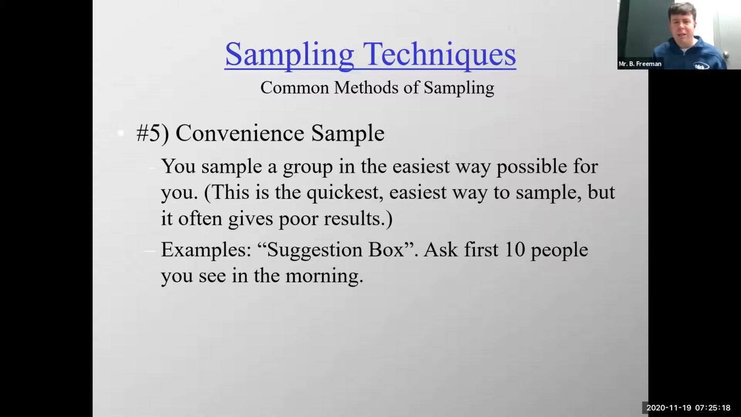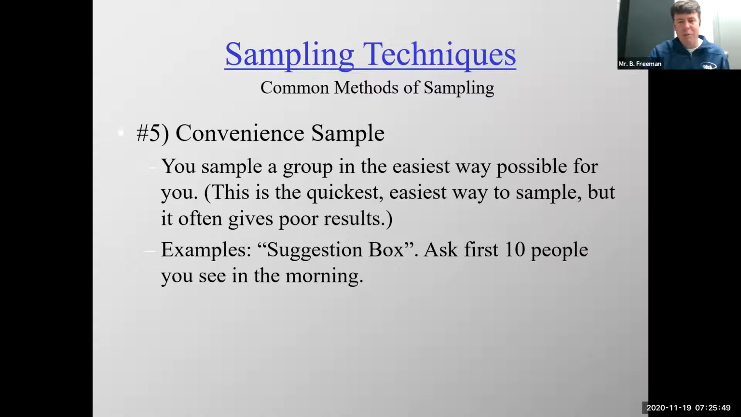The 5th type is the convenience sample. This gets used probably way too much simply because it's convenient. And in this situation, you sample a group in the easiest way possible for you. It's the quickest way, but it often gives poor results. Examples of convenience surveys: just the suggestion box where people at a school or at a store can go and write out their feedback and put it in.